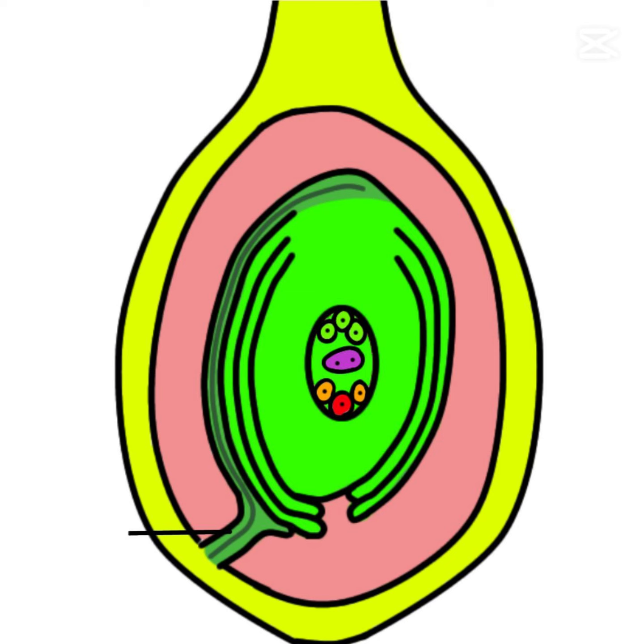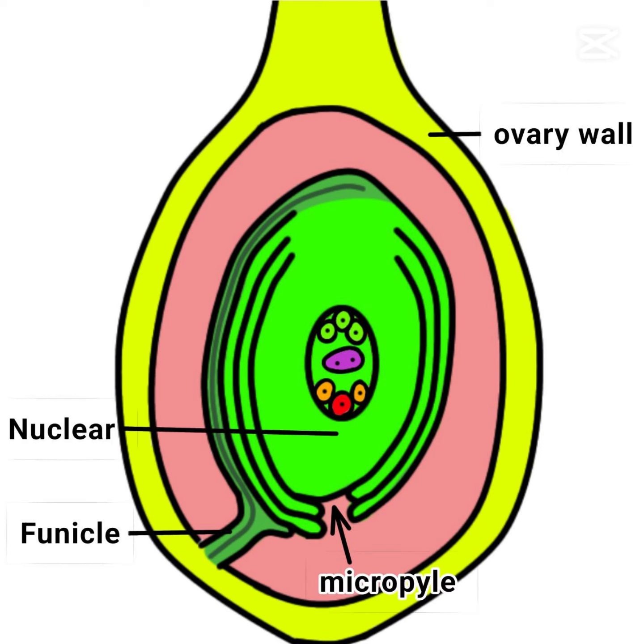The ovule is a structure in flowering plants that develops into a seed after fertilization. It consists of the funicle, a stalk attaching to the ovary wall, the micropyle, a small opening for the pollen tube, integuments, protective layers that form the seed coat, and the nucellus, tissue nourishing the embryo sac.